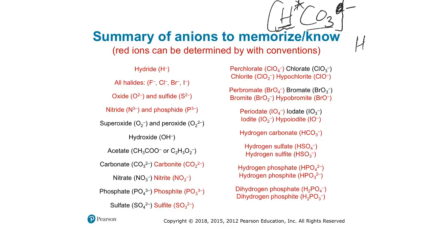Now we're going to see in a moment that if you neutralize the charge fully and go to a neutral charge, this is going to be something we name as an acid. So that's going to come up in our next nomenclature system. That would not be an example of an anion.